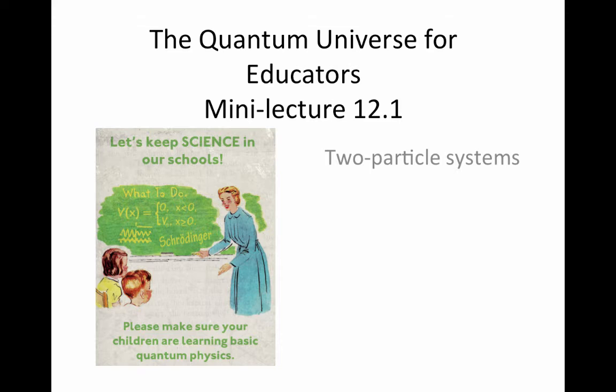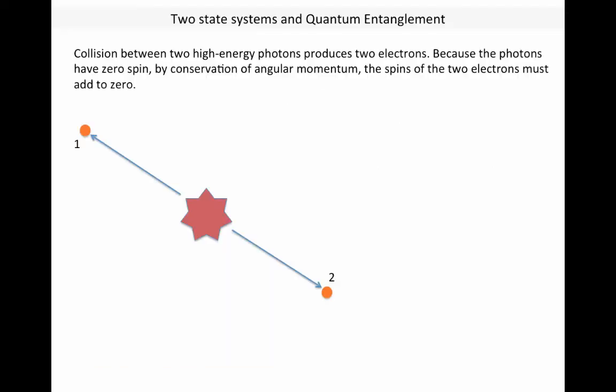In this lecture, we're going to pave the way to discussing quantum entanglement by talking a little bit about how to represent two-particle systems in quantum mechanics. Up to this point, we have generally only dealt with the possible states and wave functions of single particles. Now, when dealing with quantum entanglement, we're dealing with, in its simplest form, two-particle systems, such as two electrons that get produced when two high-energy photons collide.